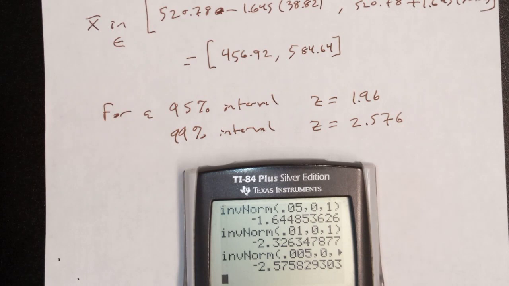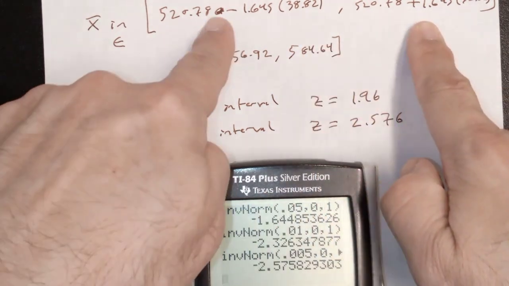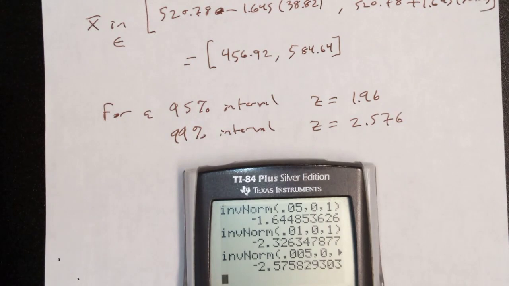2.576. Now they gave me the negative because I was looking at the left edge. If you want to look at the right edge, you have to take 1 minus 0.005. But in either case, I'm using plus here and minus here, so I'm going to use the same number in the positive and negative version.